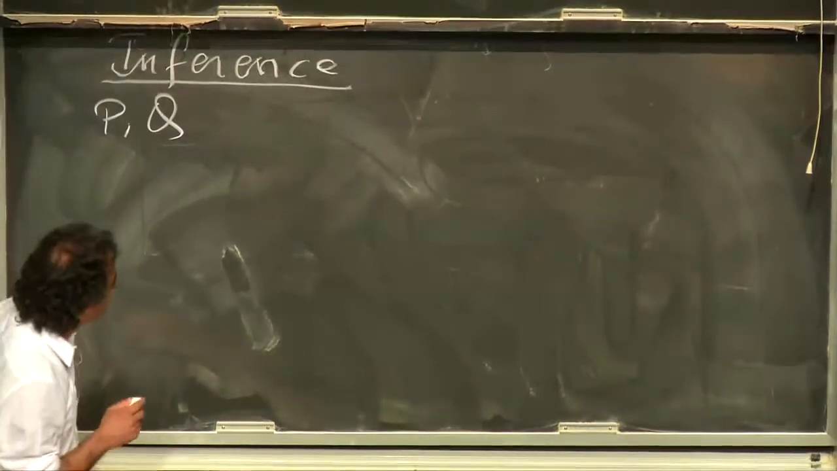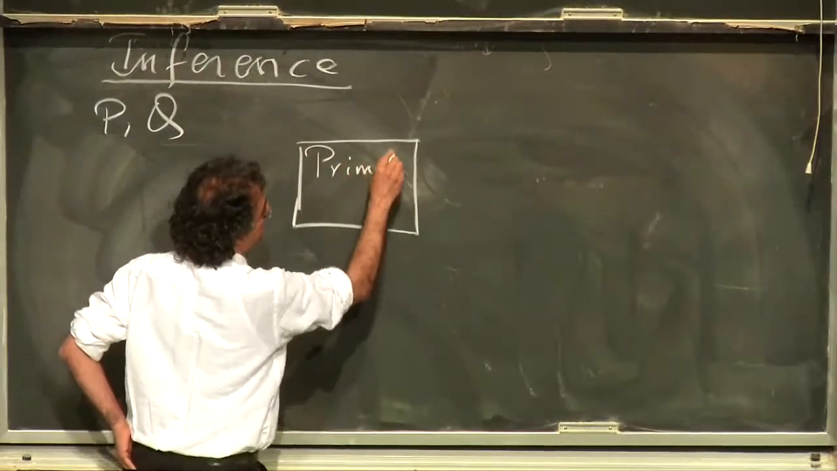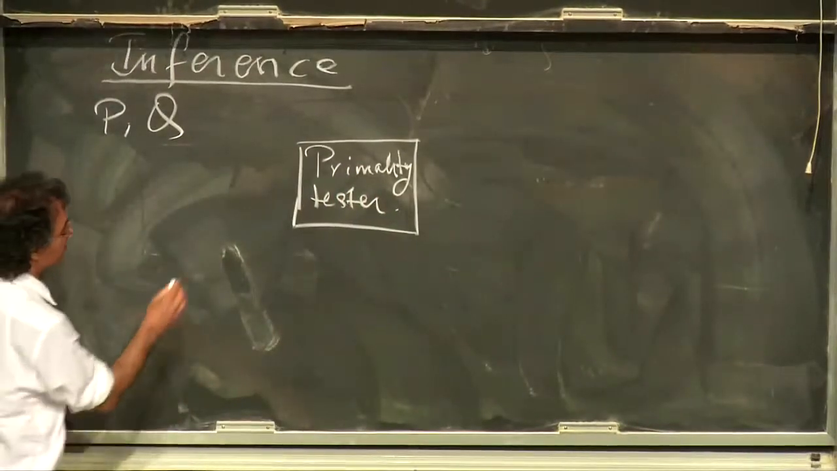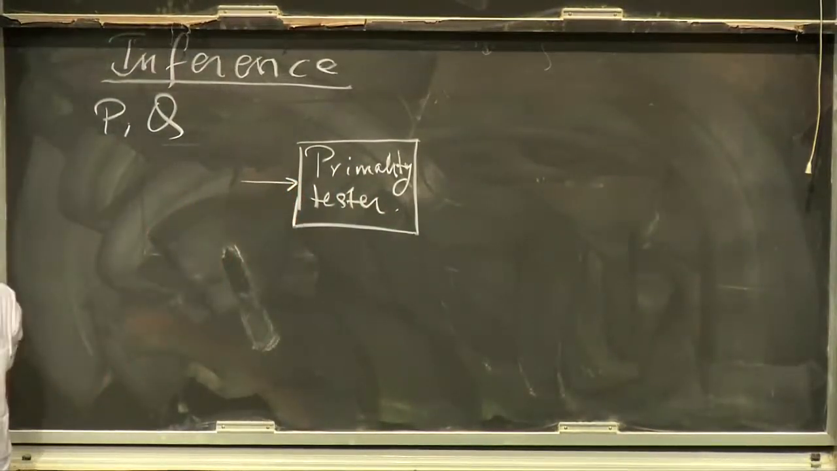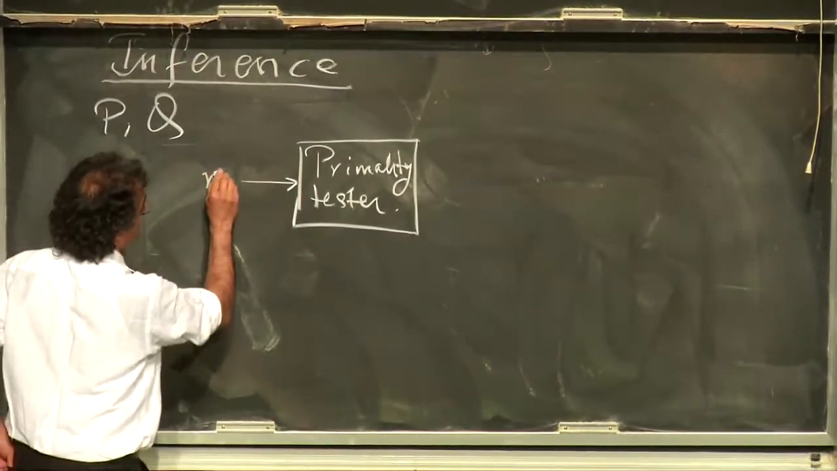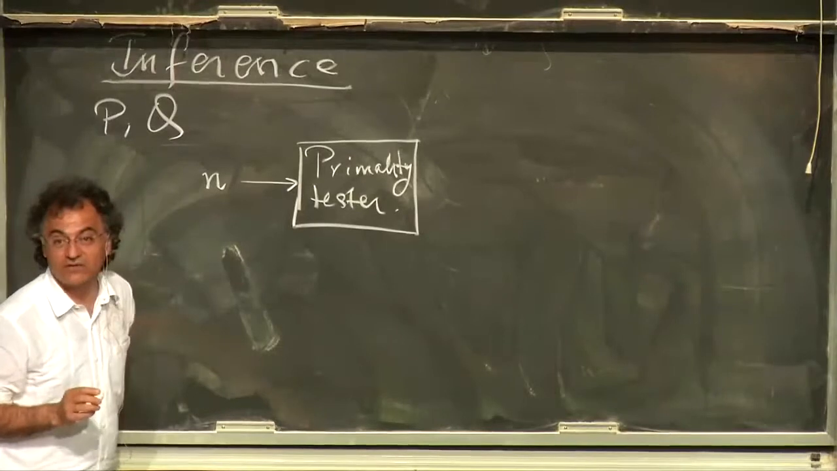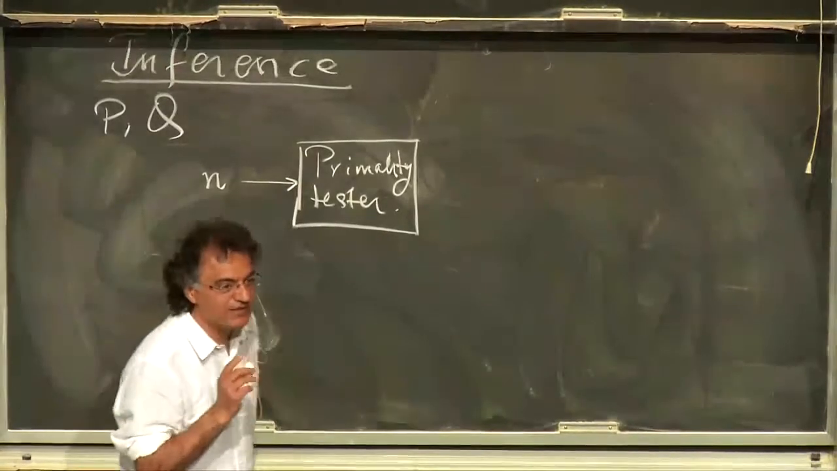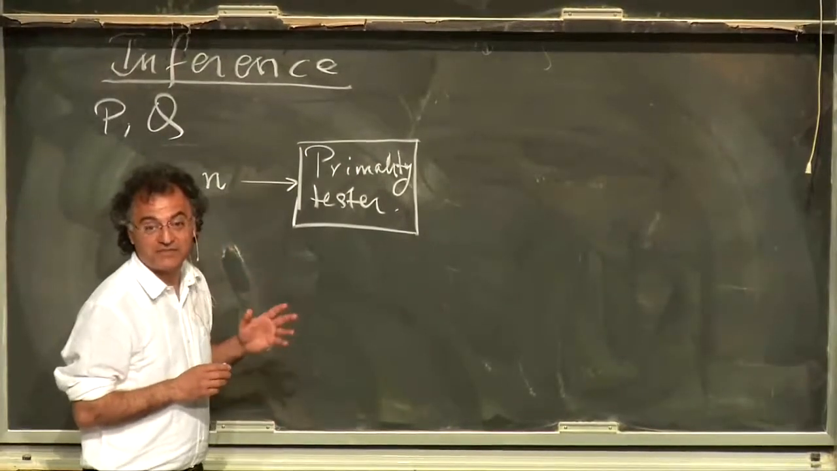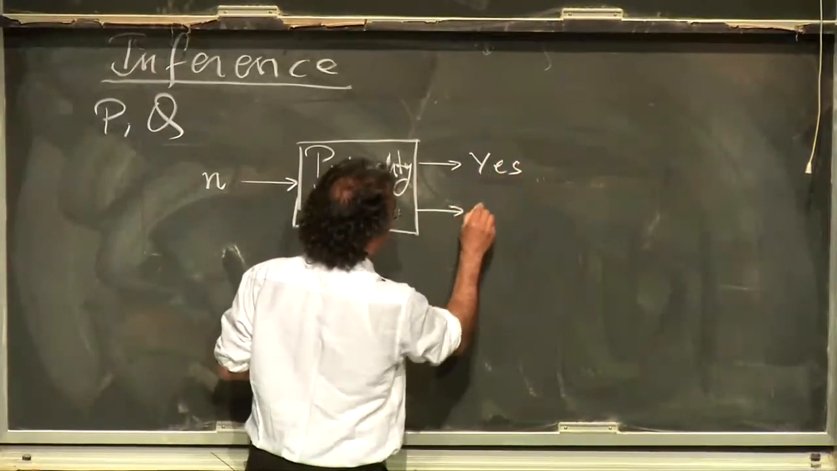So how does this algorithm work? It's a primality tester. You input a number n, and it outputs yes or no. Yes, I think it's a prime, or no, I think it's not a prime. And sometimes it's correct, sometimes it's wrong.